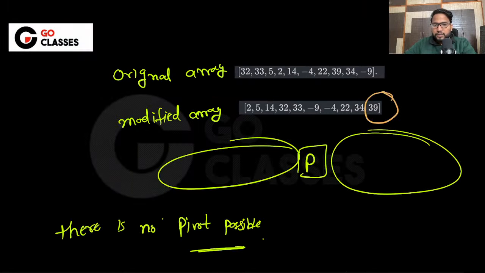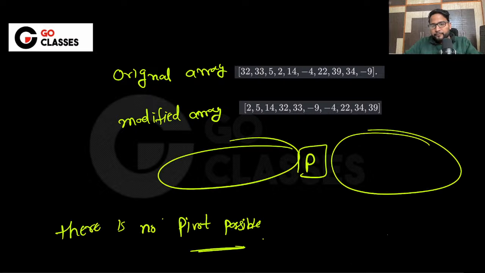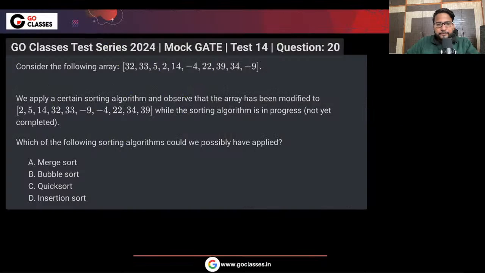Okay, so yes, that's true that 39 could be the pivot here. So what is the answer that we have given in the answer key? What is the answer? Do you remember?